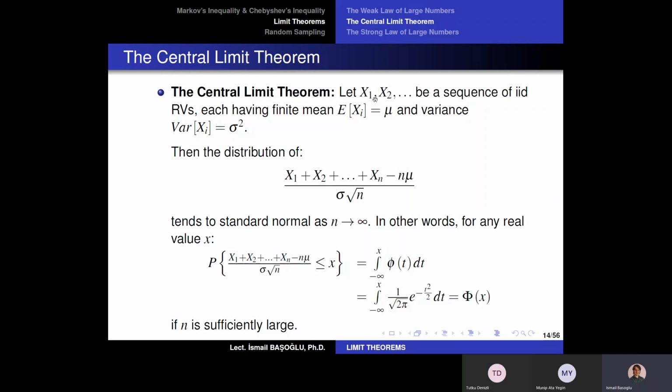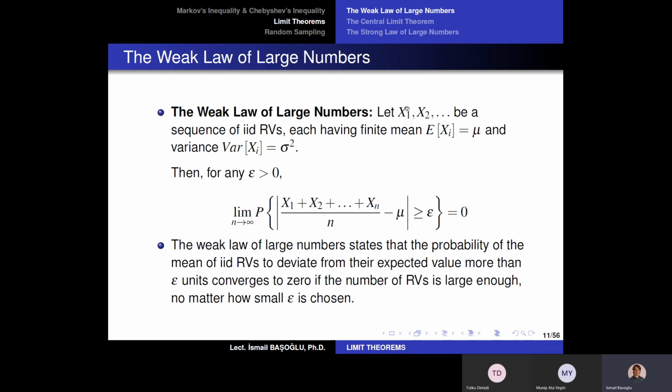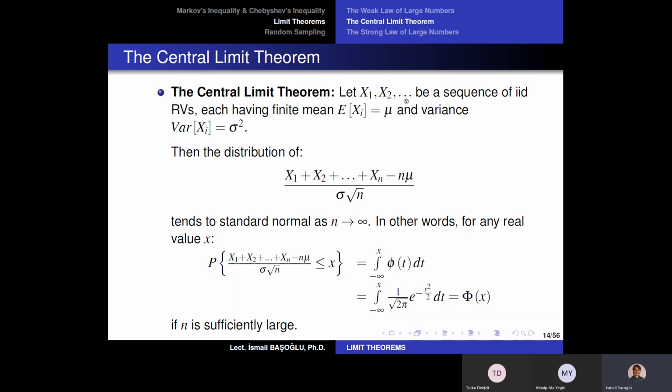So it says, let x1, x2, x3, and so on be a sequence of independent and identically distributed random variables, just like before, just like the weak law of large numbers. So we have a sequence of random variables. They are independent from each other, but they are identically distributed with the same distribution. Each of these random variables has a finite mean, which is mu, and variance of sigma square.